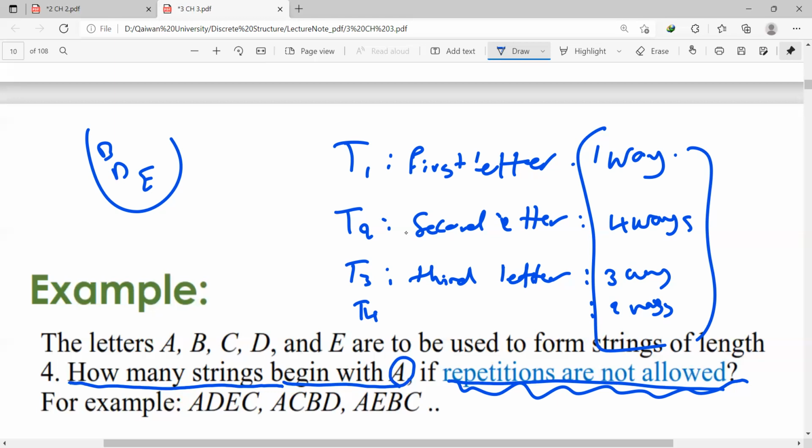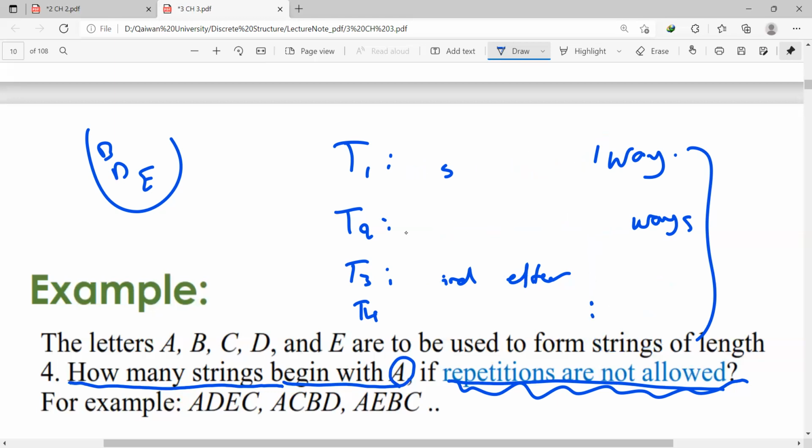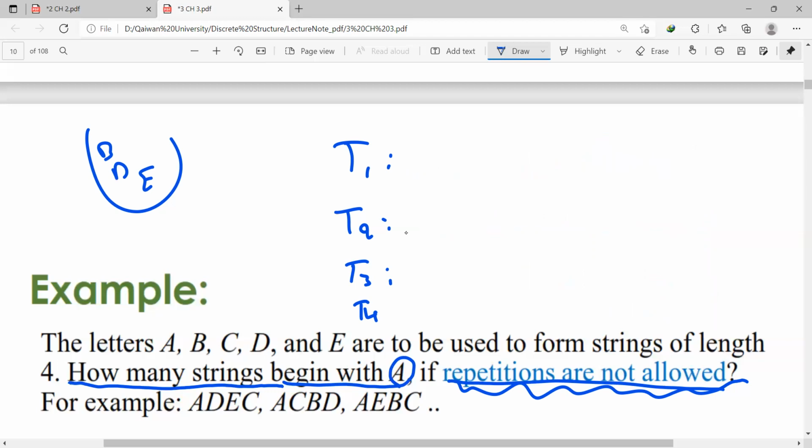So what if the repetition is allowed? In how many ways can we choose the first letter? Only one. Yes, it's still 1. N1 equals 1 way. How about the second letter? 5. Yes, 5. Because the second letter could be A also.